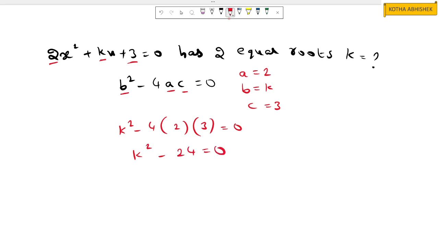Now here minus 24 I am taking to the right side, so k square equals minus 24 becomes plus 24. The k square value is plus 24, then what will be the k value? So the k value will be plus or minus under root 24.